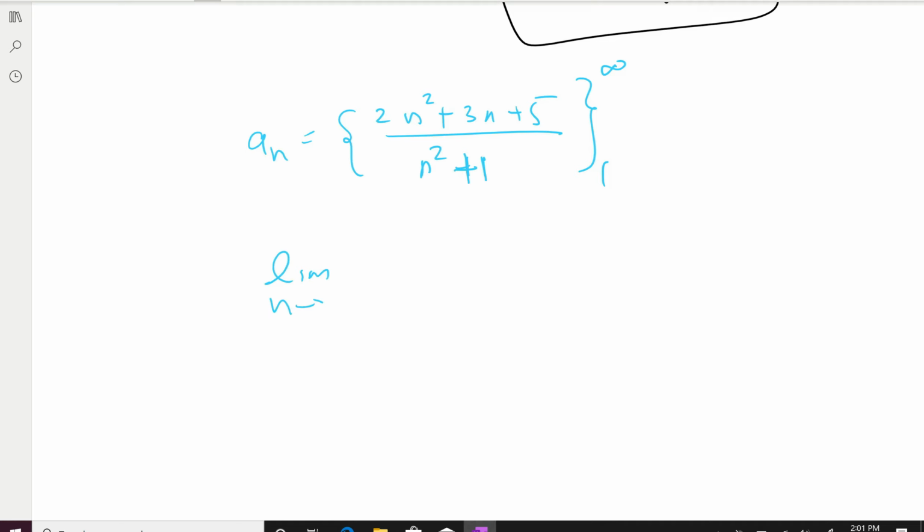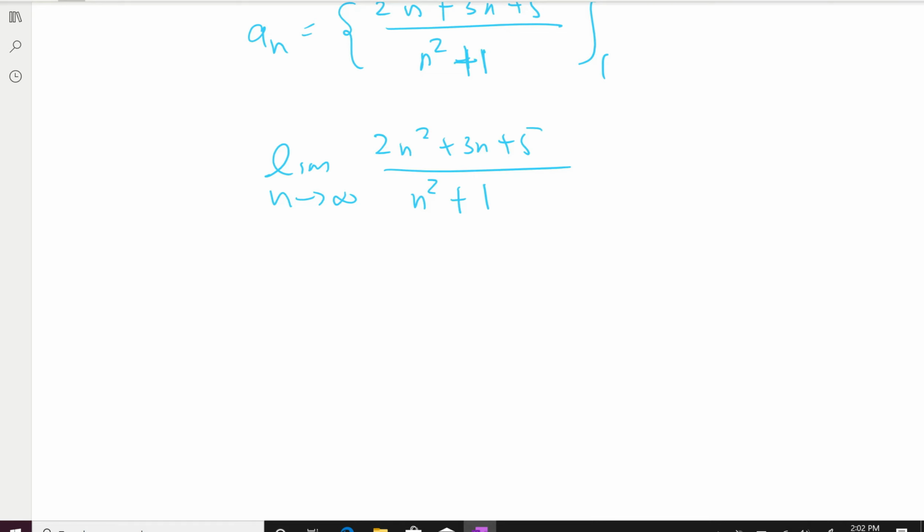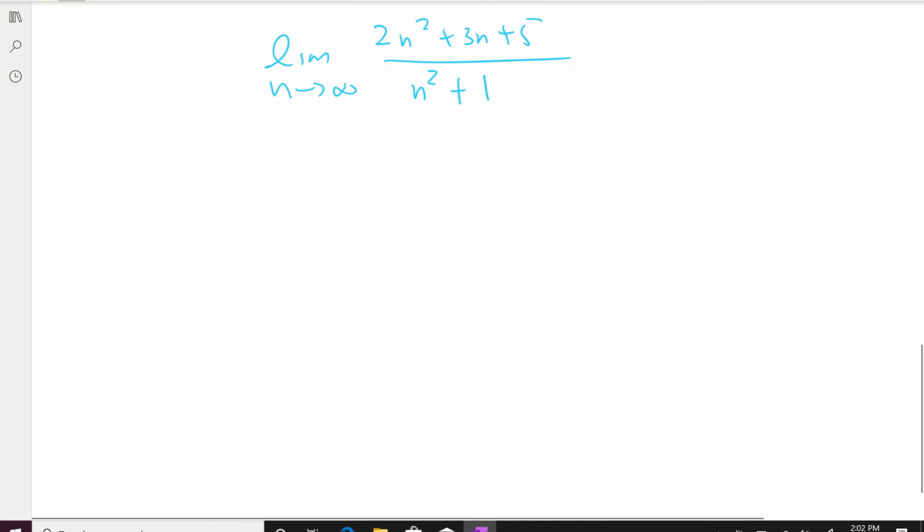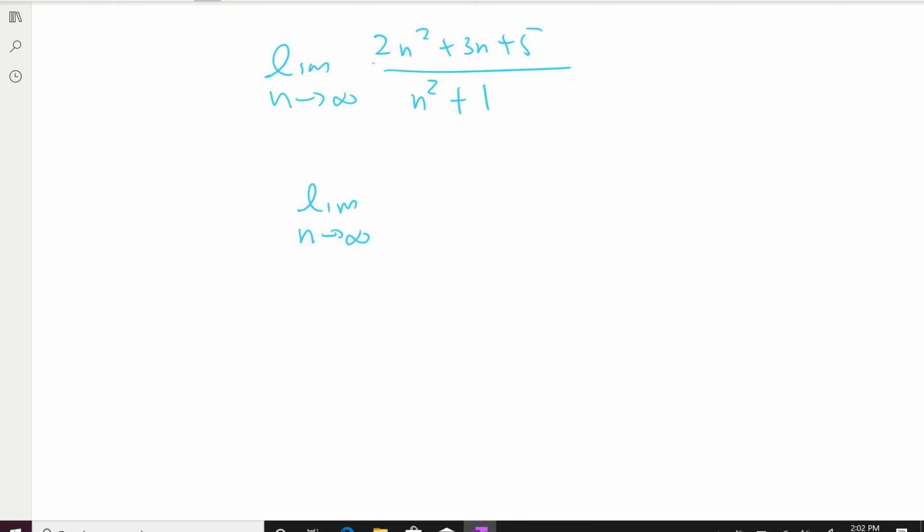When you want to take the limit of a rational function, what I recommend is, same as the dominating term idea, in the numerator and denominator separately, factor out the highest power term. In the numerator, the term with the highest power is 2n², so just factor out n². Leave the 2 inside, don't take the 2 out.